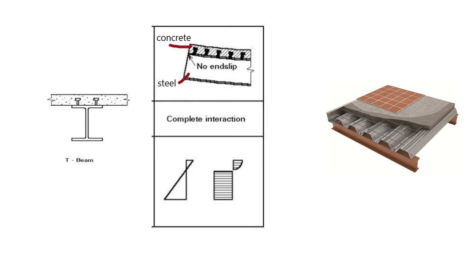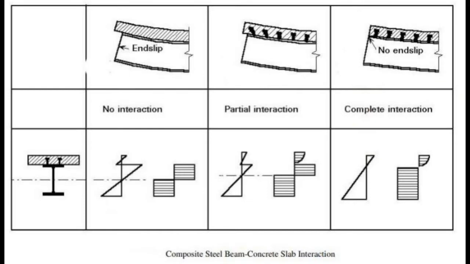So that is how it makes the optimum use of each material. Therefore, composite beams, even with a small steel section, have very high stiffness and they can carry heavy loads on long spans.